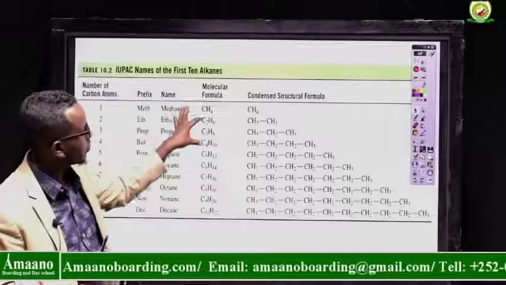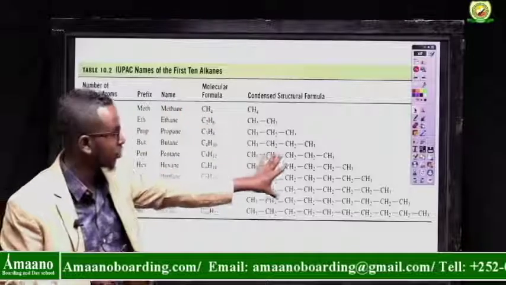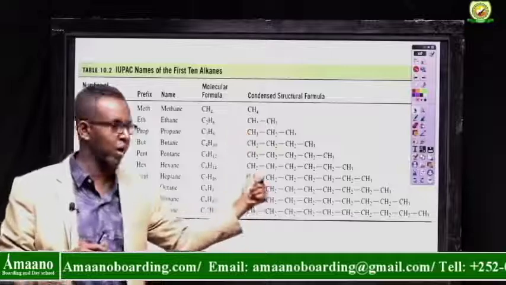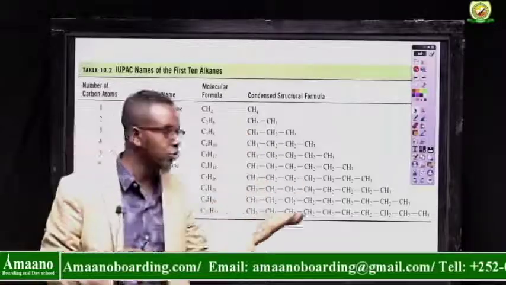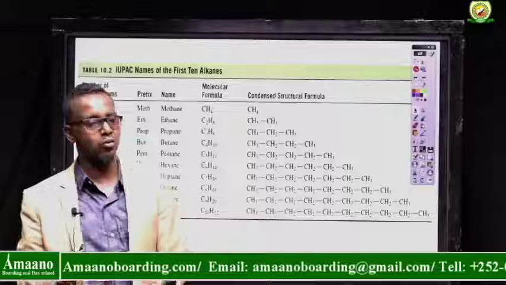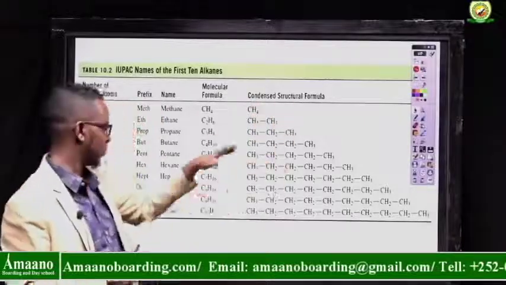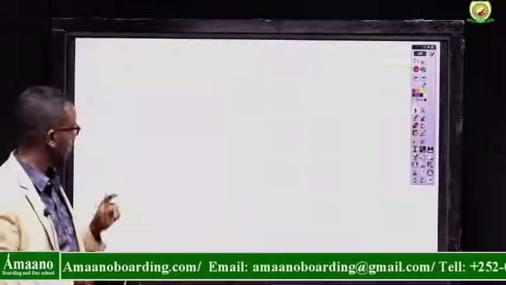This kind of formula is called a condensed structural formula. If we draw all the bonds, we can call it a displayed formula. So this is a structural formula. Again, it is a condensed structural formula. So you can consider this one.